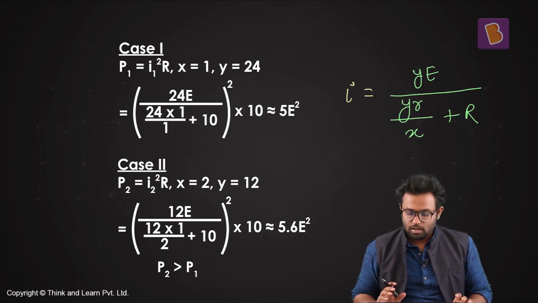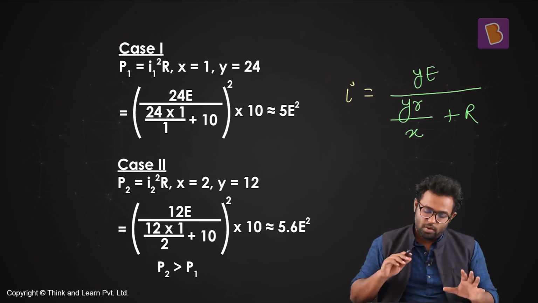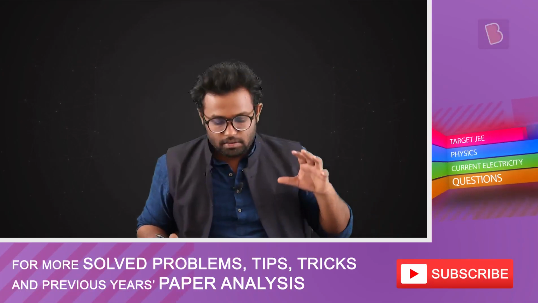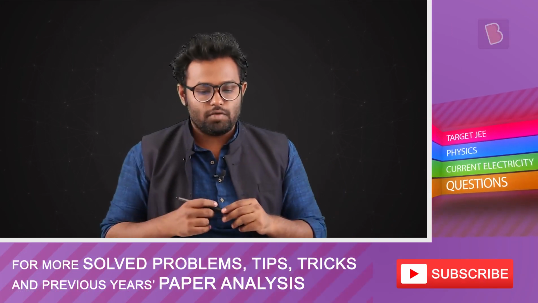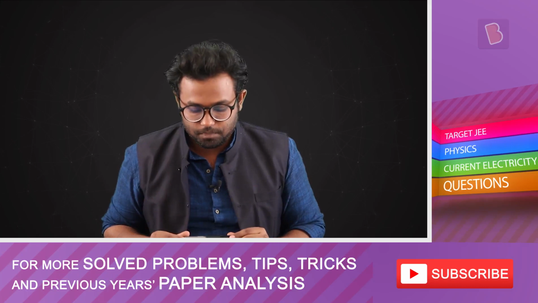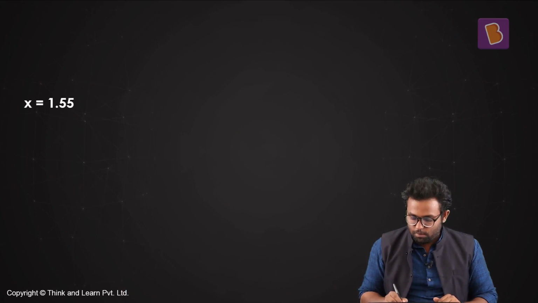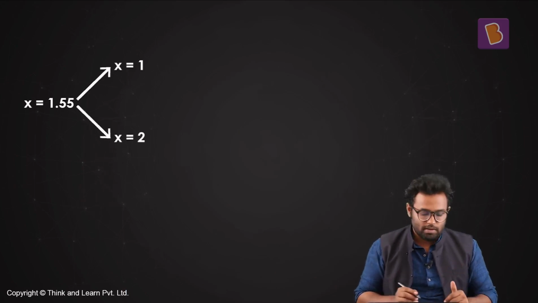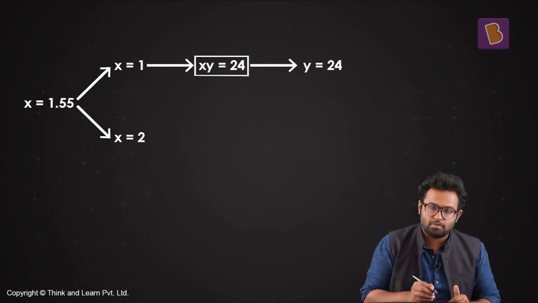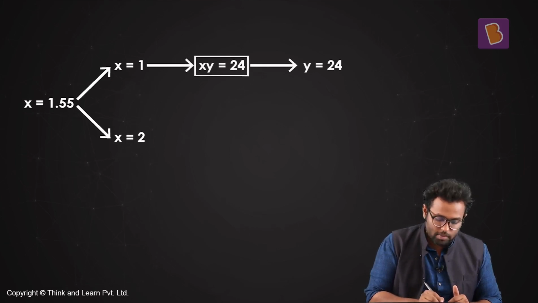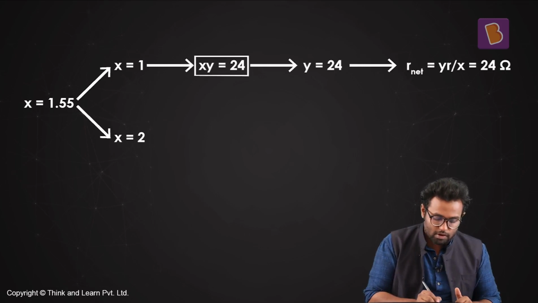Okay, so this is the way you solve this problem. And the way I just solved this problem is actually a long way. There's also a short way to solve this problem. If I had to solve this problem in an exam and not care about teaching it to you, let's say, you have y by x is the internal resistance, right? And I find that the value of x is 1.55, so it can be either 1 or 2, right? So when I put x equal to 1, the value of y becomes 24, so I get 24 as my internal resistance, which is 24 ohms, because the value of r is 1.